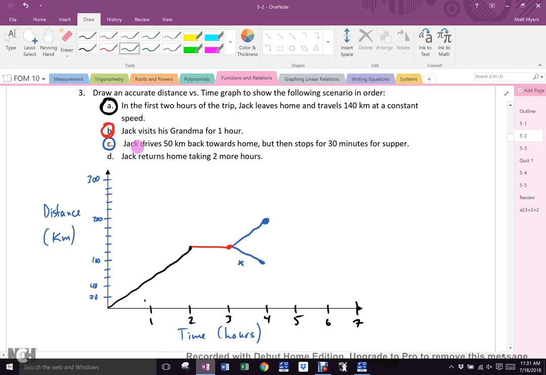Everybody cool? Now, if you did draw it downwards, that's okay. We're going to do something with that in a minute. So just make your changes now. Stops for 30 minutes for supper. So it's going to be a flat line for half an hour. Yes? And then what? He returns home taking 2 more hours. Is that line going to be steeper or less steep than this? Did he go home faster or slower than he started? Slower, because he took 2 hours to go only 90 kilometers. So that line, which I'm going to graph in green, has to be this way, less steep. And for you down here, you have gone this way down to zero. Does everybody understand how to do the graph?